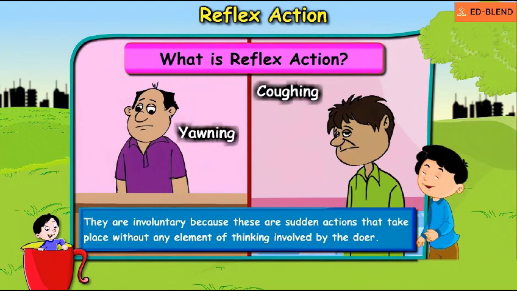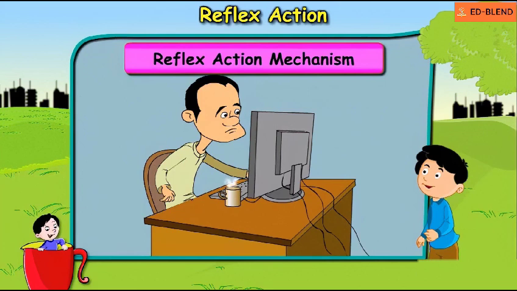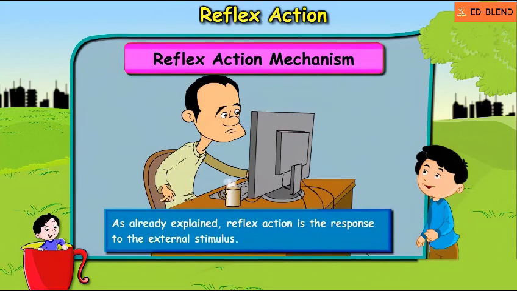Why involuntary? Because these sudden actions take place without any element of thinking involved by the doer. Now, we will elaborate this concept in further modules. Now let us understand the mechanism of a reflex action. As already explained, reflex action is the response to the external stimulus.